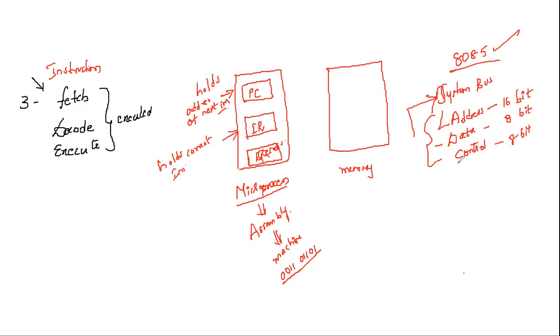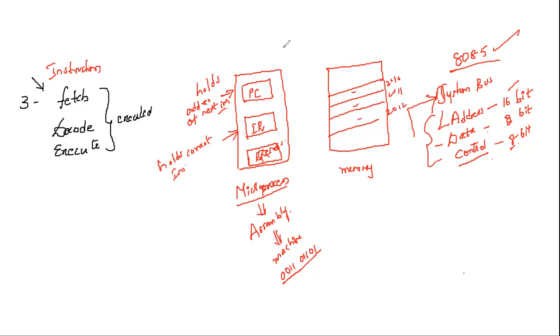So those control signals are going to be given by this control bus. The address bus is 16-bit, the data bus is 8-bit, and the control bus is 8-bit. Here in the memory, we are going to have data stored: 2010, 2011, 2012, like here our data has been stored.